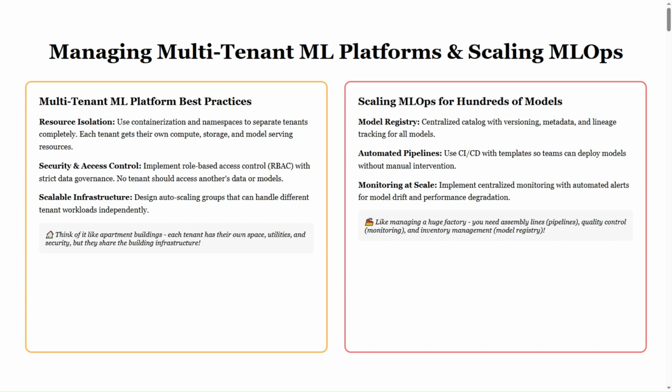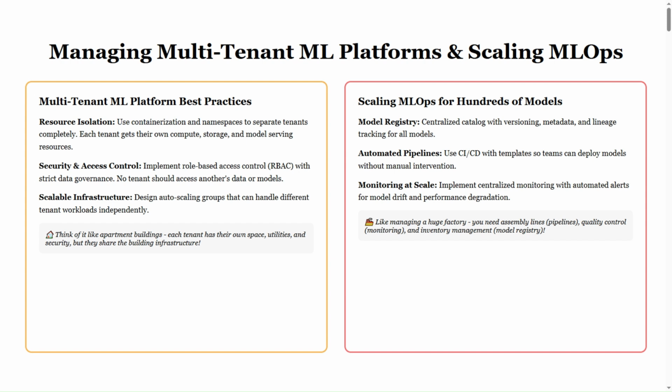Scalable infrastructure. Design auto-scaling groups that can handle different tenant workloads independently. Think of it like apartment buildings. Each tenant has their own space, utilities, and security, but they share the building infrastructure.